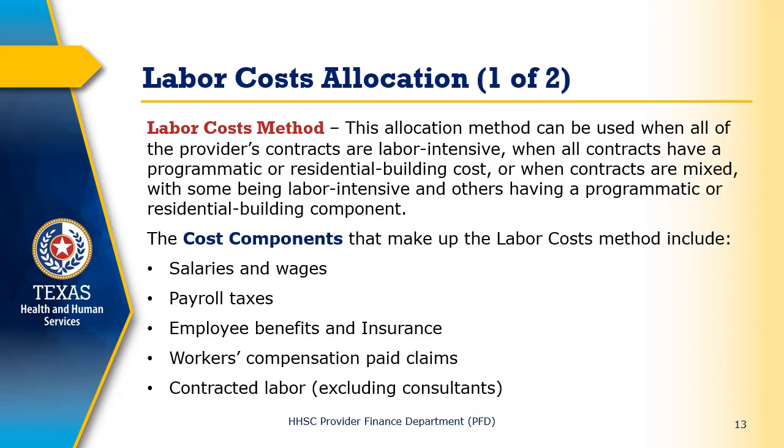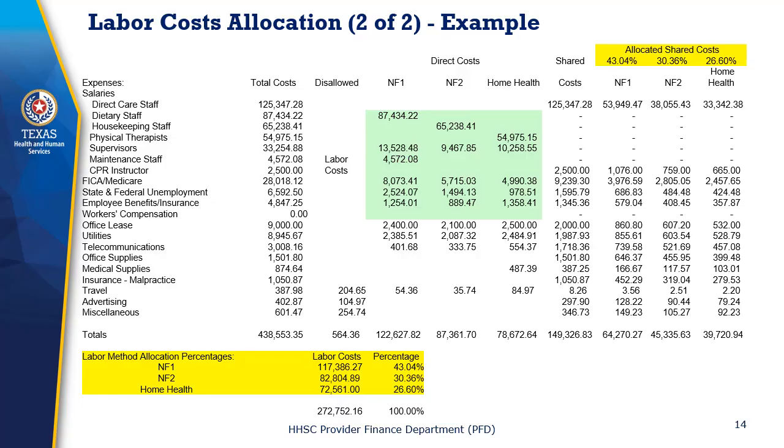The 5 cost components of the labor cost allocation method are salaries and wages, payroll taxes, employee benefits and insurance, workers' compensation paid claims, and contracted labor excluding consultants. Direct labor costs, highlighted in green, for each facility are summed and carried down to the small table highlighted in yellow. To determine the allocated percentage, the total shared labor cost for one facility is divided by the total shared labor cost of the entity.